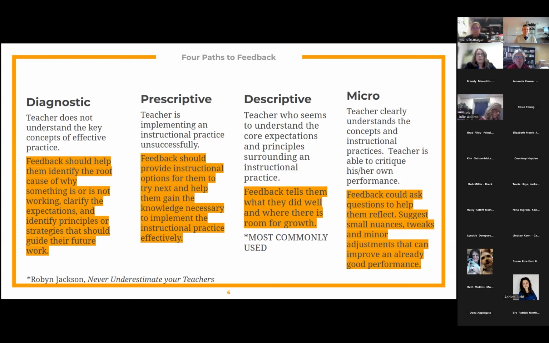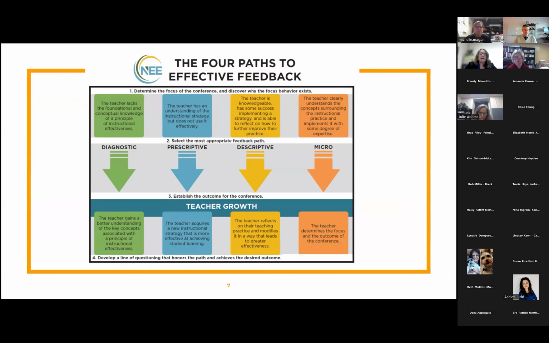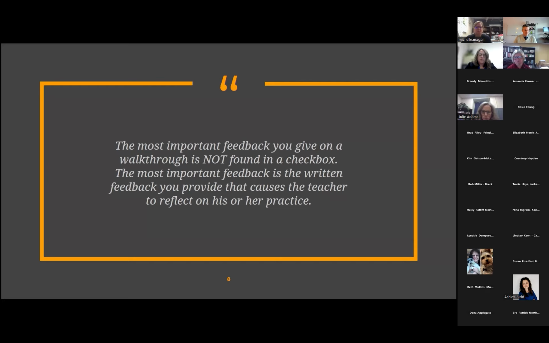And then there's micro feedback, and this is the kind for the teacher who is already a master teacher and very, very good at what they do. This one's hard to give as a principal unless you also have a lot of strategies in your toolbox, or you have a lot of experience teaching at that level. So with this one, you give some questions to help them reflect, some small nuances or tweaks that can help them improve their already good performance. This is just another way to look at the exact same information if you like a flow chart better.